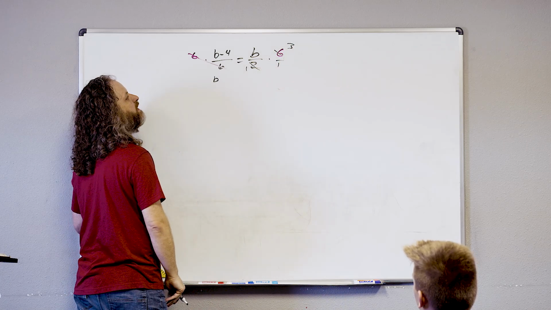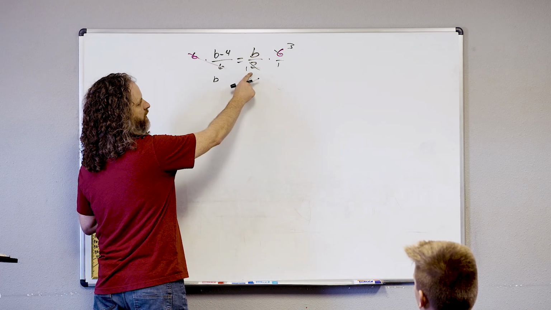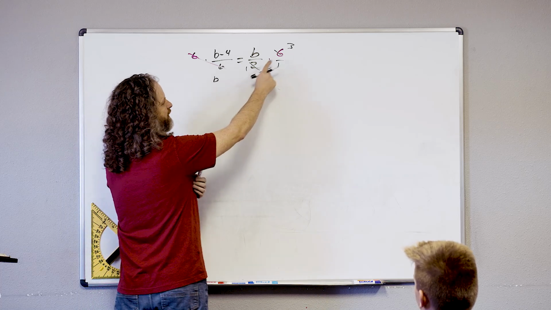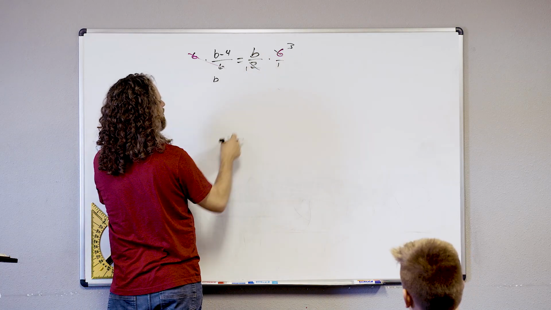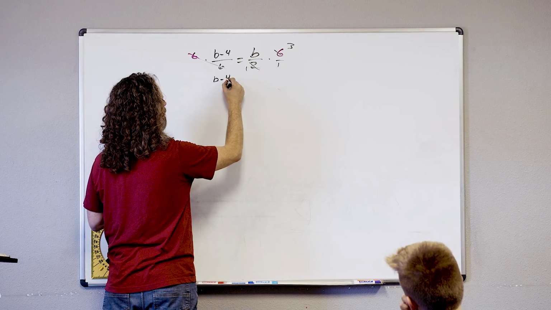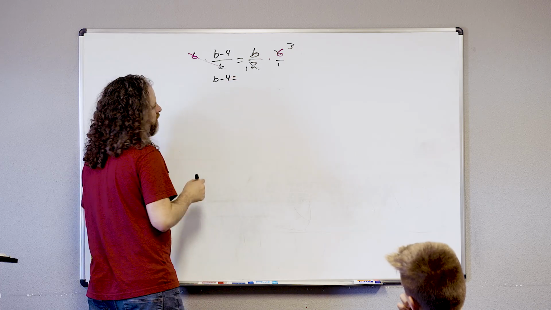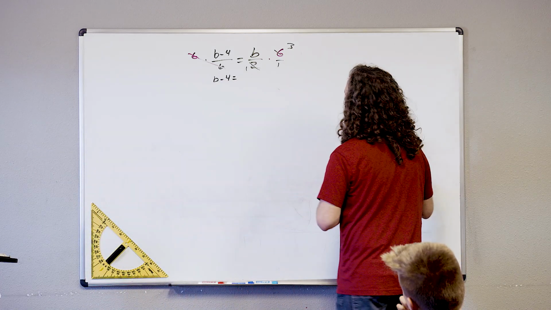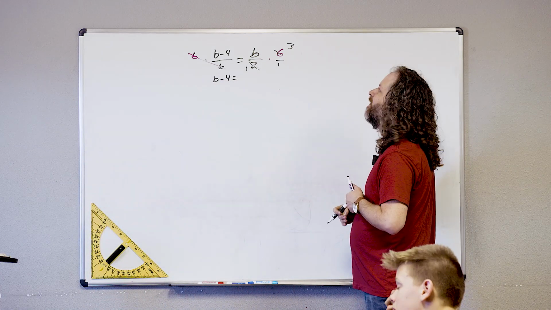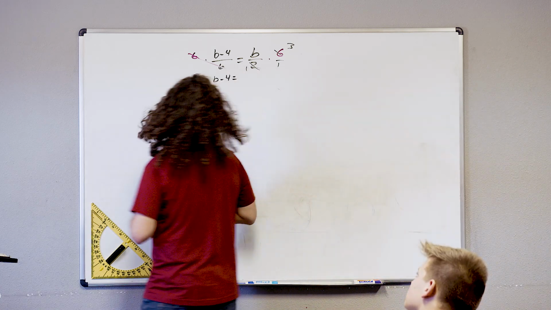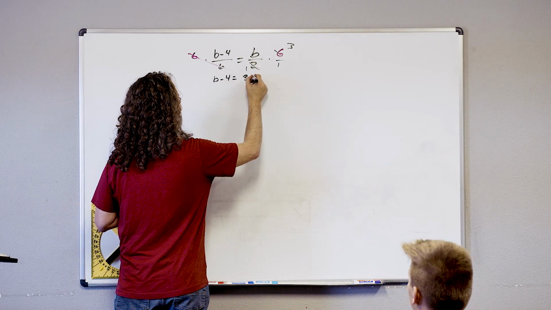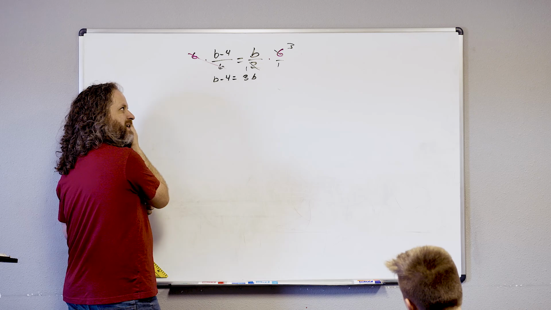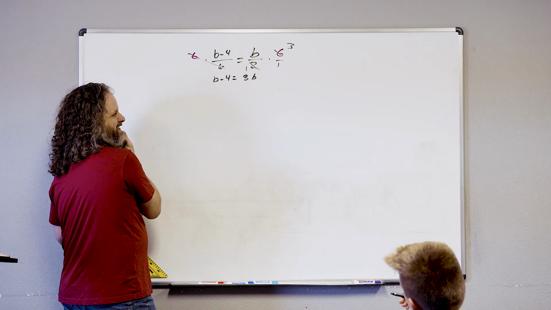It's 3b, because we can pre-reduce, right? Divide by 2, divide by 2. 3 times b is 3b. But you understand, yes? Okay. 3b. Now what? Plus the 4.